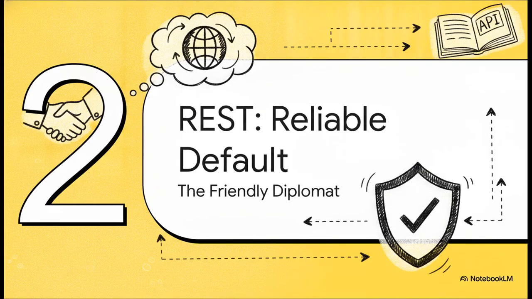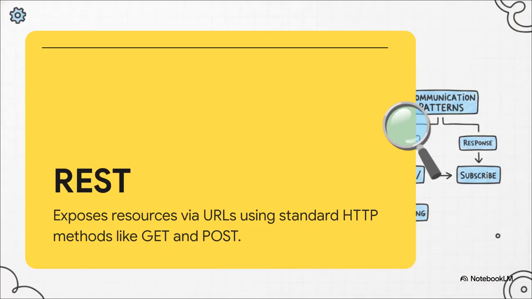Moving right along to part 2, REST, the reliable web default. Now, this is the standard you probably already know best, and honestly, for very good reason. As a quick refresher, REST stands for Representational State Transfer. It's entirely resource-oriented. You expose a resource, say a user or a course, right through a simple URL. From there, you just use those standard, universally understood HTTP methods that we all use every day. GET to retrieve it, POST to create it, and so on.